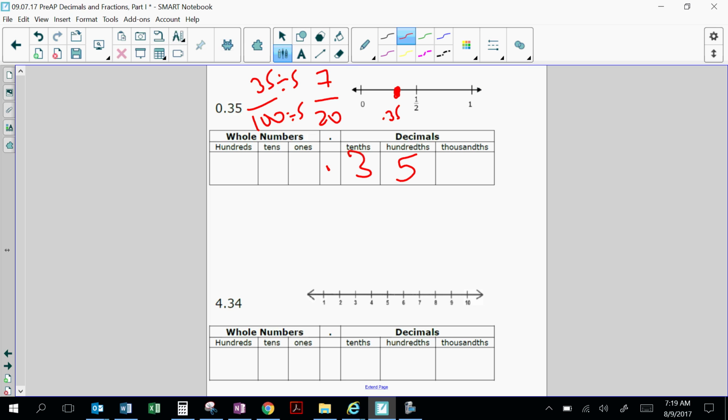Next one, 4 and 34 is in the hundredths place. How would you rewrite that as a fraction? 4 and 34 hundredths. But can I simplify that? What can I divide both numbers by? By 2, 17/50th. 4 and 17/50. And where would I place it on this number line? Between what 2 numbers? I would place it between the 4 and the 5.